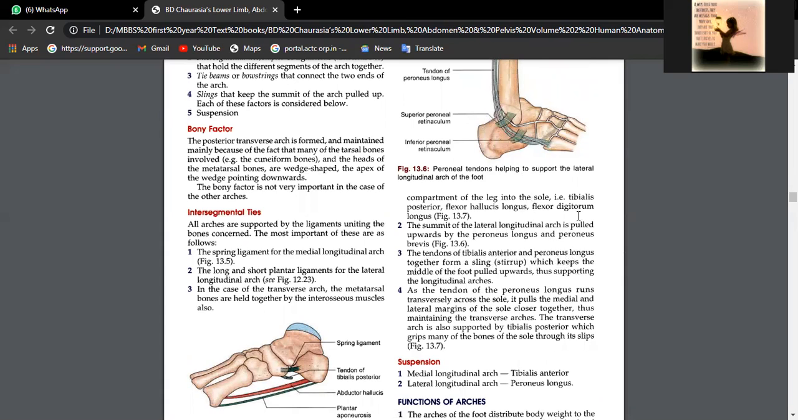The summit of the lateral longitudinal arch is pulled upwards by the lateral compartment muscles. What are those? Peroneus longus and brevis. Then the tendon of tibialis anterior and peroneus longus together also act as a sling, that means pulling up, which keeps the middle of the foot pulled upwards. So that's how they support the arches.